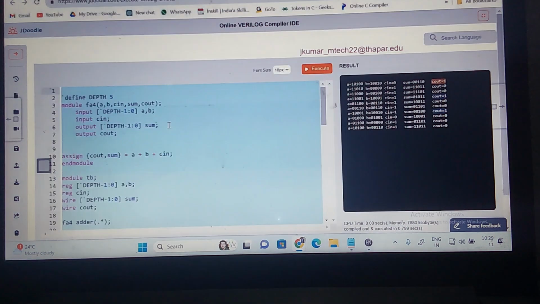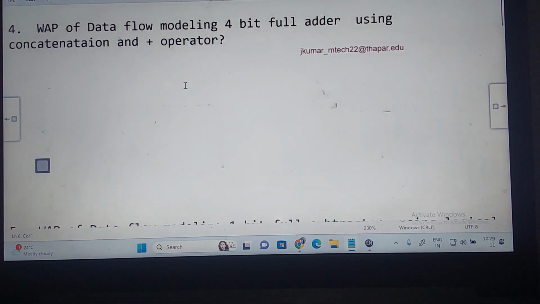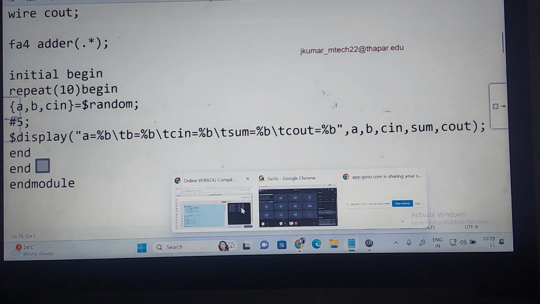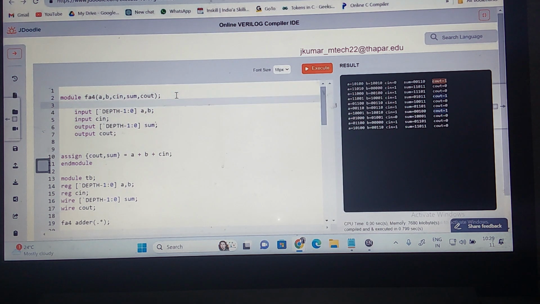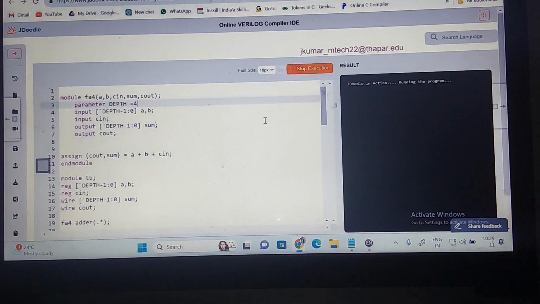Let's copy this program. Using parameter, how to do it? What is the use of the parameter keyword? It defines constants in the module. You define the constant inside the module, right? What keyword can I use for this? Parameter. Shall I use depth? Parameter, I'm creating this depth equal to 4. That's it. So should this be defined inside the scope of the module or outside the scope of the module? Inside. This should be defined inside the scope of the module. Now this will be working as a 4-bit adder.